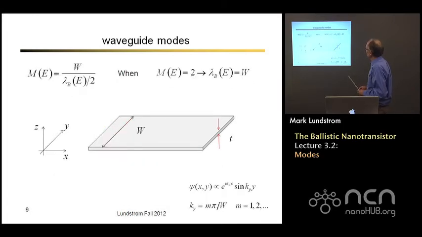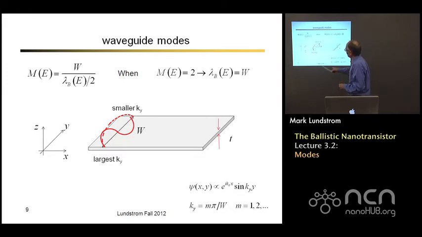Now, let's take another look at our expression. We can see that we have two channels when the wavelength itself is equal to W. When I plug it into this expression, I get M equal to 2. When the wavelength is equal to W, I fit an entire wavelength in. That also satisfies the boundary conditions. That occurs at some value of ky, but a smaller ky means that there's a smaller wavelength that could also fit in. So in this case, I have two channels at this particular energy.